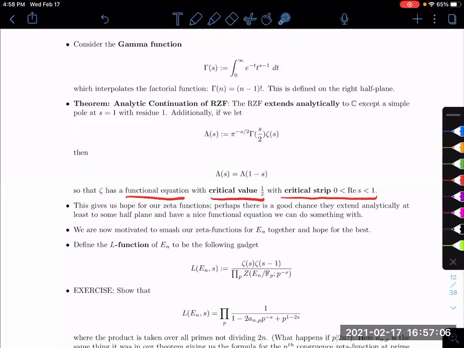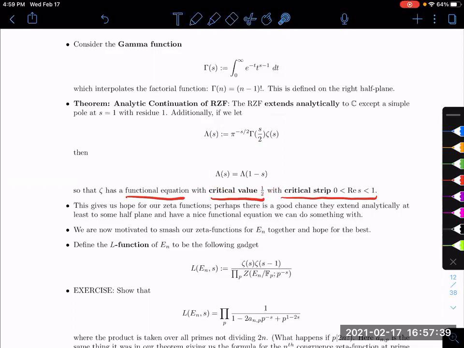Analytic continuation to C, and a nice solid functional equation on a nice critical strip with a critical value. Those properties are going to be key moving forward for us. We are motivated now to try to take all of our zeta functions for our elliptic curve, smash them together, and hopefully we end up with a function like the Riemann zeta function that's got similar properties, maybe an analytic continuation, maybe a nice functional equation, something like this.